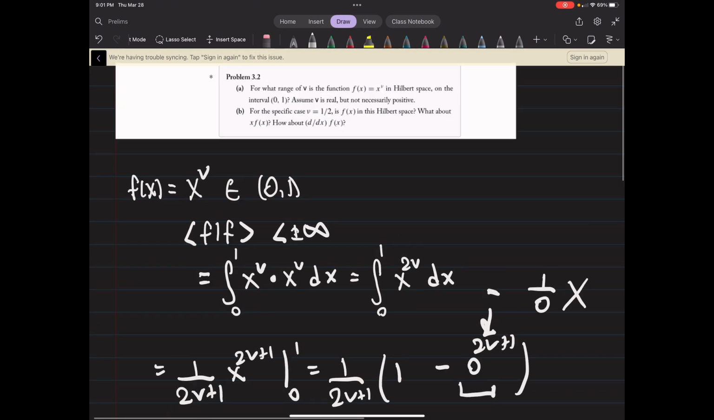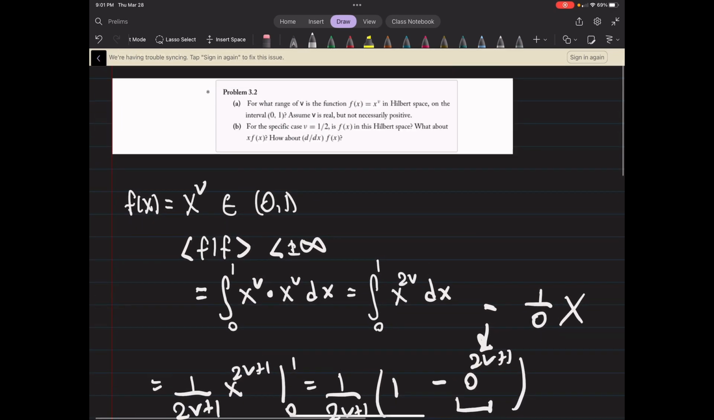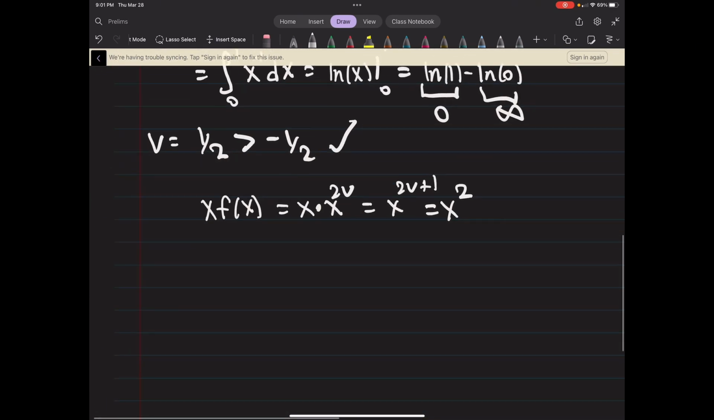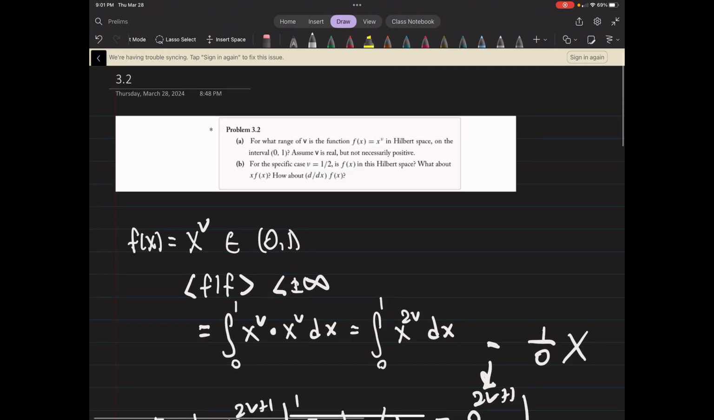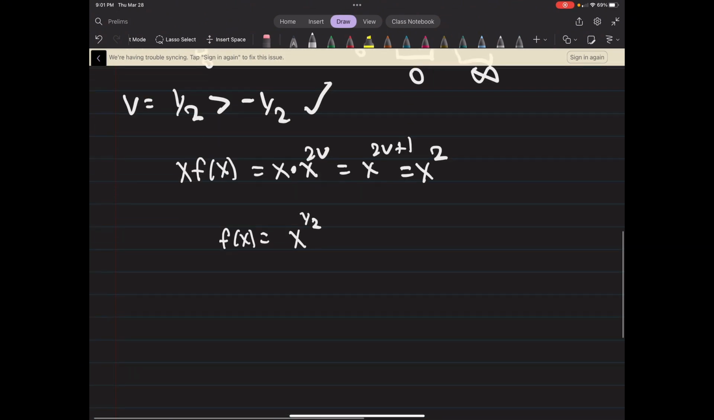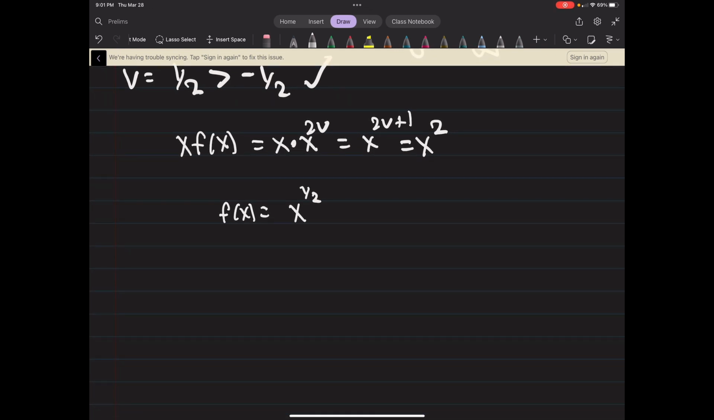And then the next part is the derivative with respect to x of f of x. So if, again, f of x is x to the 1/2, and we take the derivative of that, f prime of x is going to be 1/2 x to the minus 1/2. And in this case, we have a v which is equal to minus 1/2, and we know for a fact that that doesn't work.